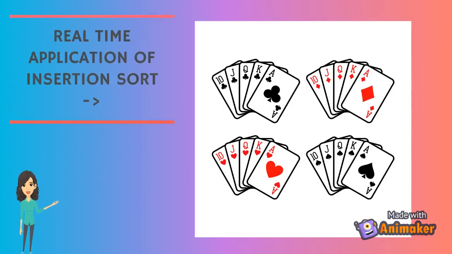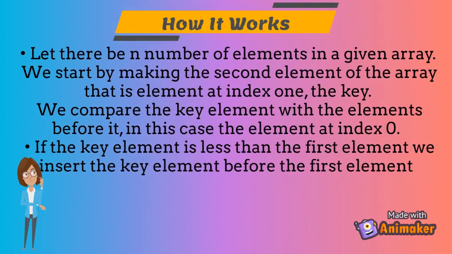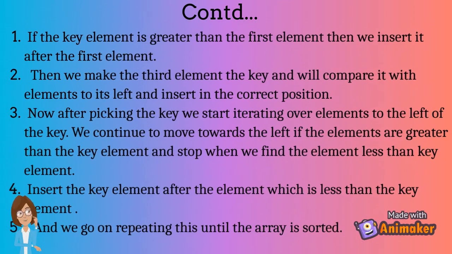Now let us see the real-time application of insertion sort, that is playing cards. Now let's see how it works. Let there be n number of elements in a given array. We start by making the second element of the array, that is the element at index 1, the key. We compare the key element with the elements before it, in this case the element at index 0. If the key element is less than the first element, we insert the key element before the first element. If the key element is greater than the first element, then we insert it after the first element.